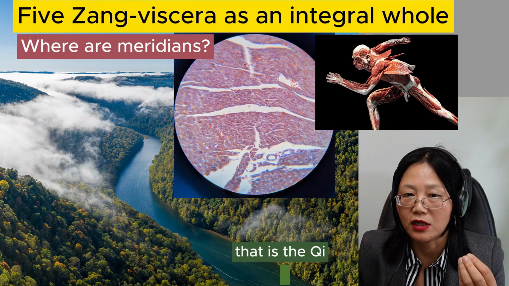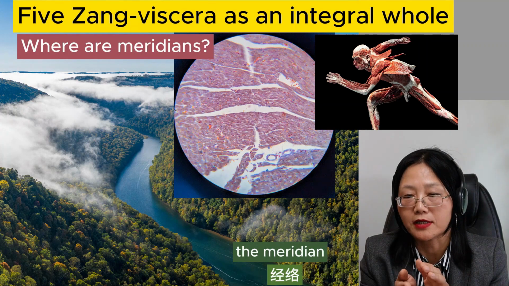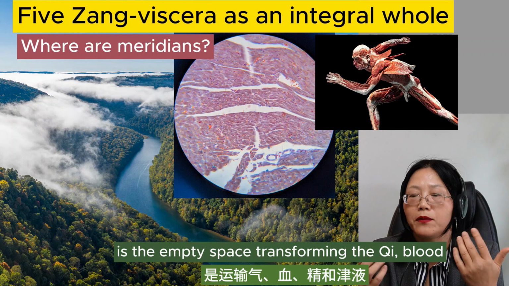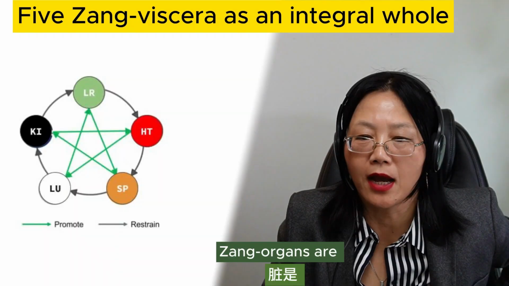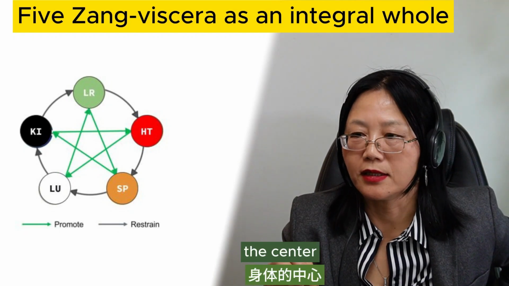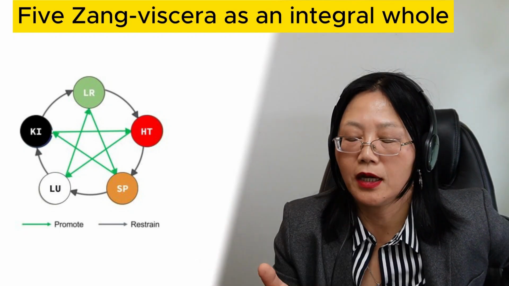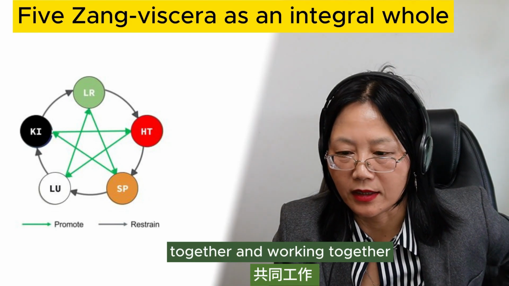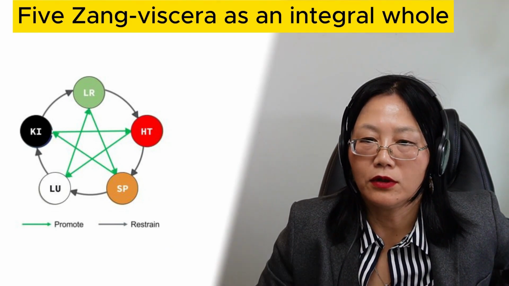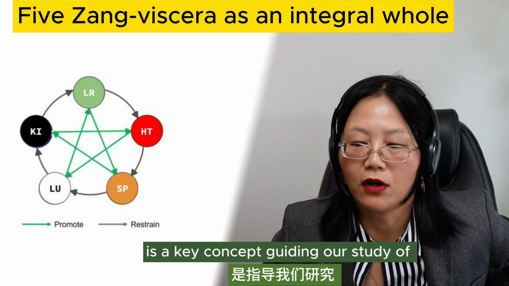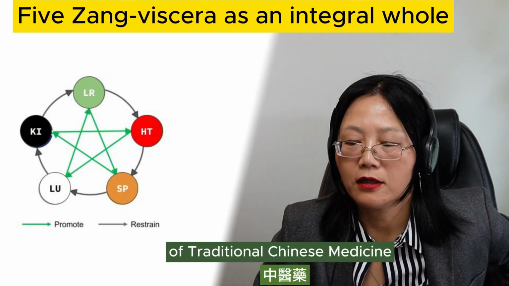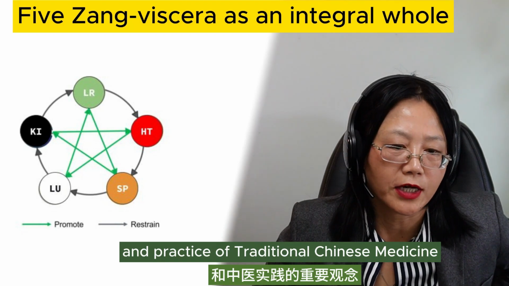That is the qi. And in our body, the meridian is the empty space transporting the qi, blood, essence, and the body liquid everywhere. The Zang organs are the center. Our whole body was built together and working together. This idea is a key concept guiding our study and the practice of traditional Chinese medicine.